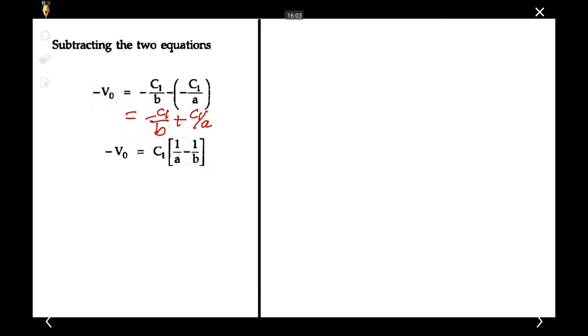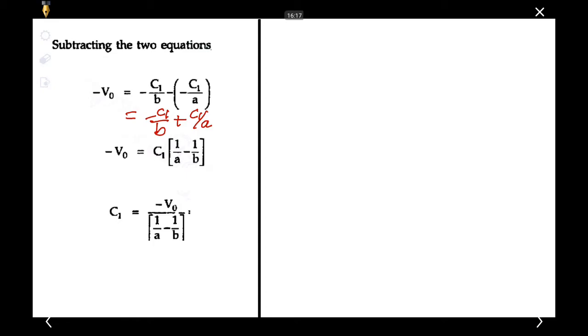After this, we will find the value of C1. So C1 on one side, other terms on the other side. So C1 will be equal to minus V0 divided by (1 by A minus 1 by B).